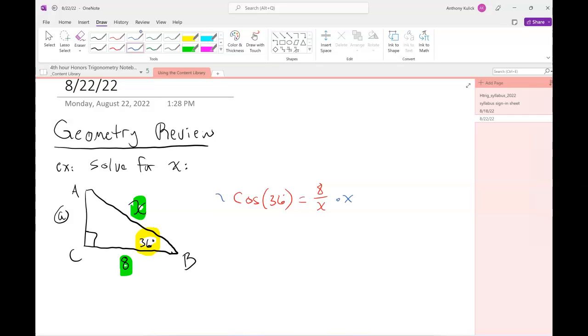Again, we want to get the x out of the denominator because we can't really get the x by itself if there's a 1 over it stuck onto it. So I do that. And then next would be, great, divide both sides by cosine 36. Remember, cosine 36 is just one number, some big kooky decimal, but it's just a number.